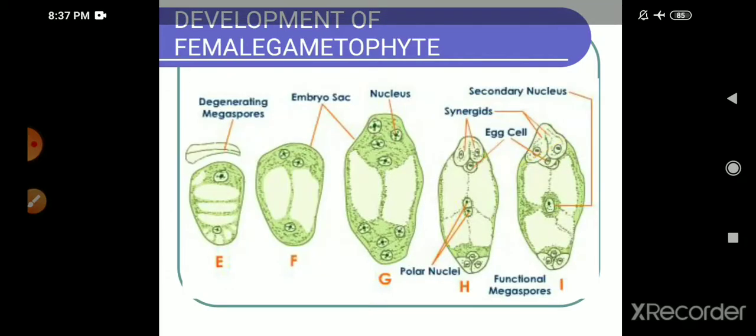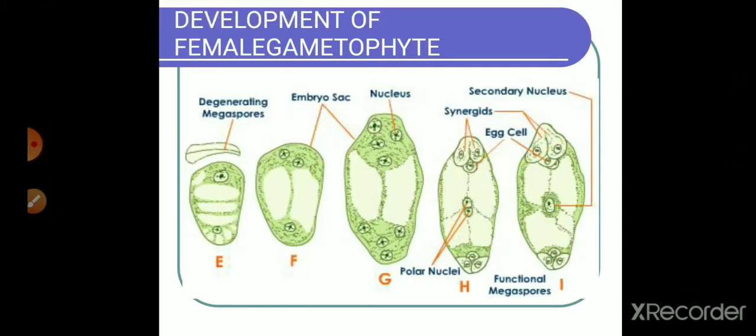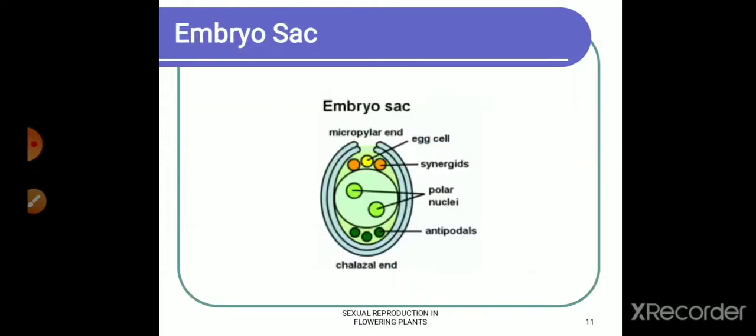Now look at this figure. This figure also shows that process. In the first figure, degenerating megaspores are shown. One big functional megaspore undergoes mitosis. In the second and third diagrams, 8 nuclei are shown. In the fourth diagram, the secondary nucleus or polar nuclei are shown in the central cell, and the last diagram shows the completely developed embryo sac.